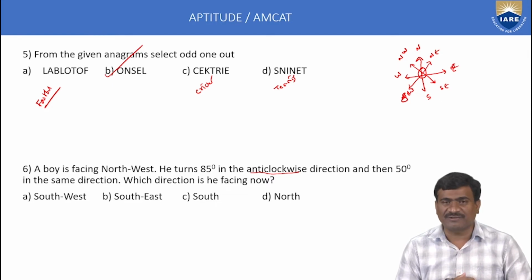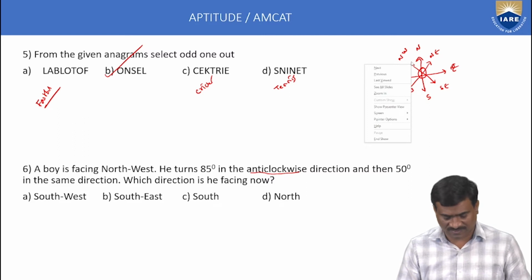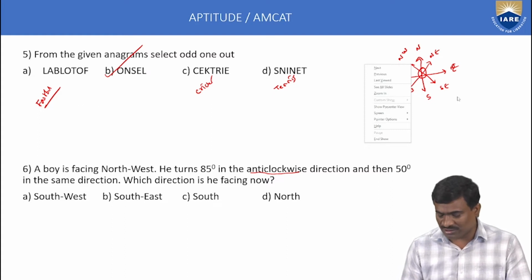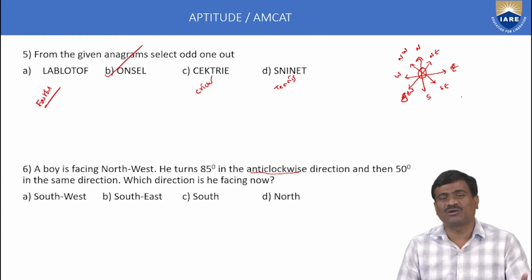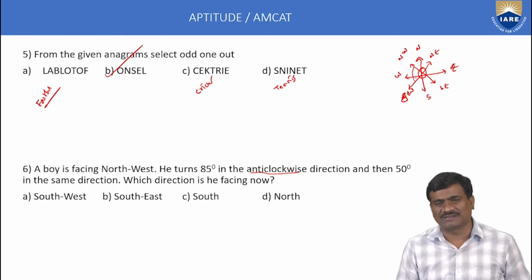Next, apply the given statements one by one. A boy is facing northwest. This is the first point, northwest. He turns 85 degrees in the anti-clockwise direction. We know that one direction is equal to 45 degrees. This is the anti-clockwise direction. 45 to 90 is near to southwest.